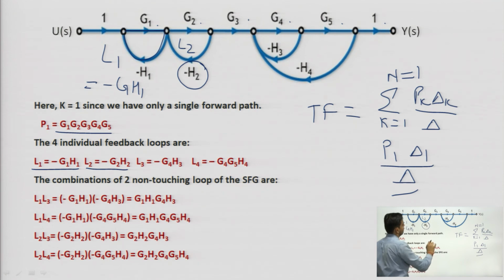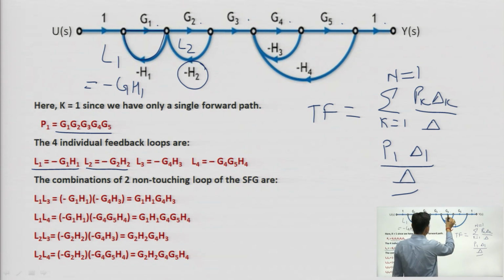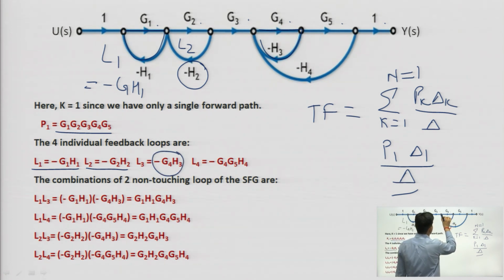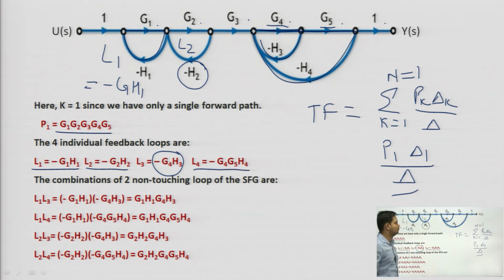In the same way, we can see loop 3, that is G4 and H3, minus G4 dot H3, their product. Then loop 4: you start from this node, go here, return back, and the gain is G4 G5 multiplied by minus H4. So this is loop 4. So these 4 loops are present here.